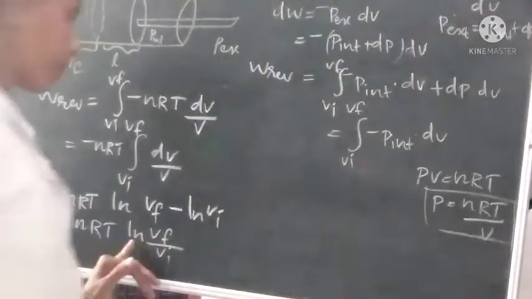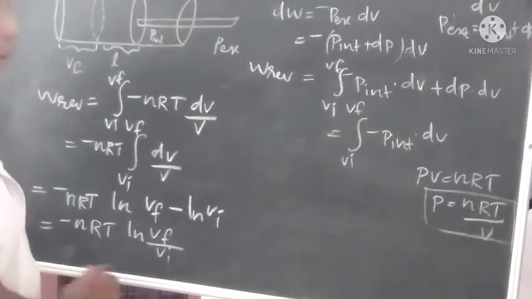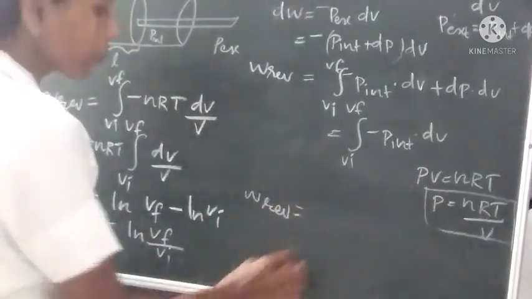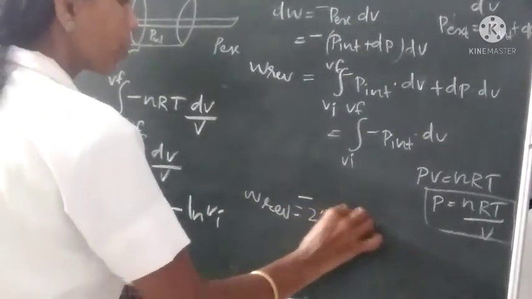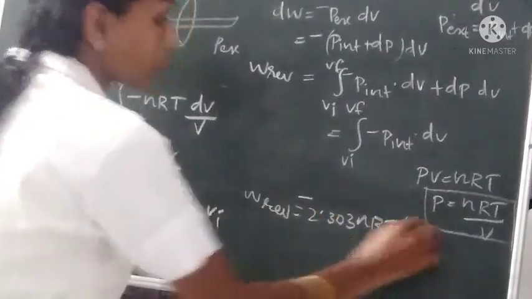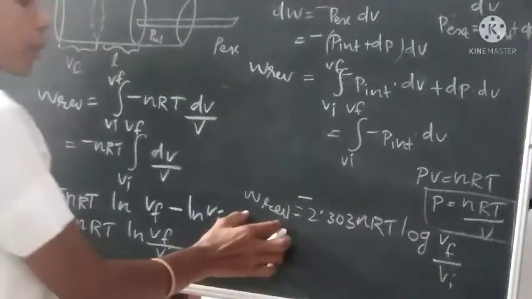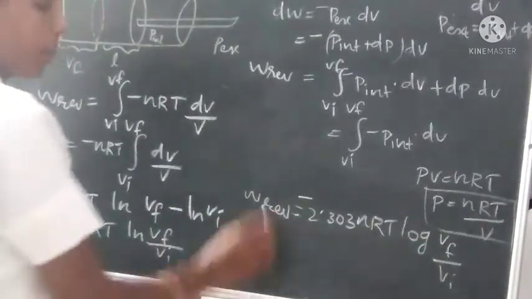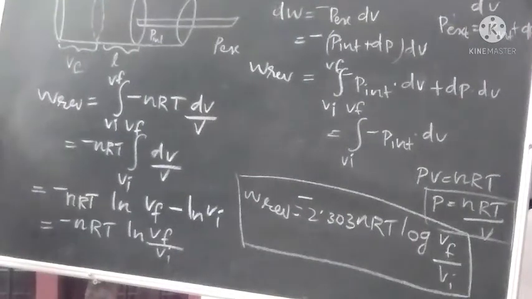To convert this natural log into log to the base 10, we have to multiply by a constant, that is 2.303. So the equation we can write like this: W reversible will be equal to minus 2.303 nRT log to the base 10 VF divided by VI. So W reversible is equal to minus 2.303 nRT log VF by VI. This is the work done during a reversible compression of a gas.